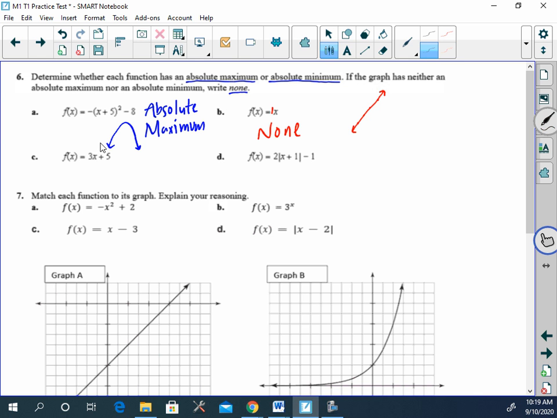Okay, we go down here. This is also a linear function. And with this linear function, the slope is 3. So it's going to look like this, except it's going to go up 3 over 1, so it's going to be steeper, and the y-intercept changes, but still, it's going to be a line that goes up forever and down forever, so we're still going to have none.